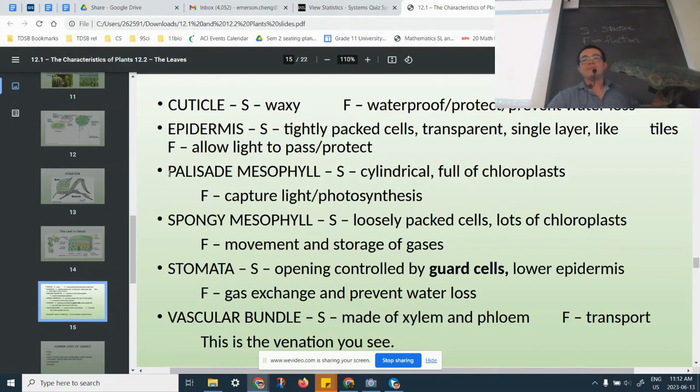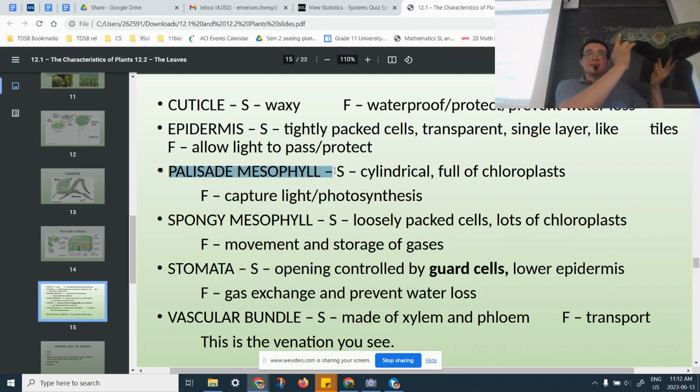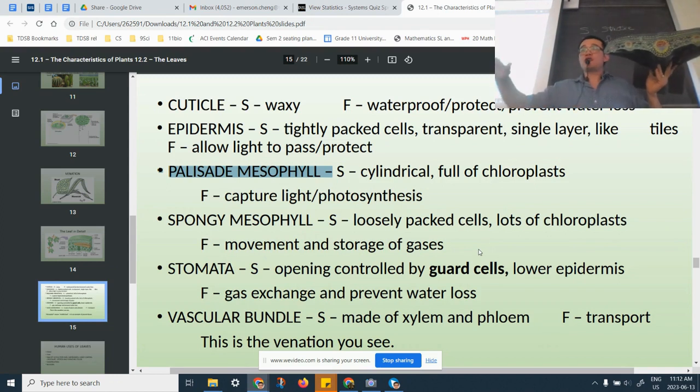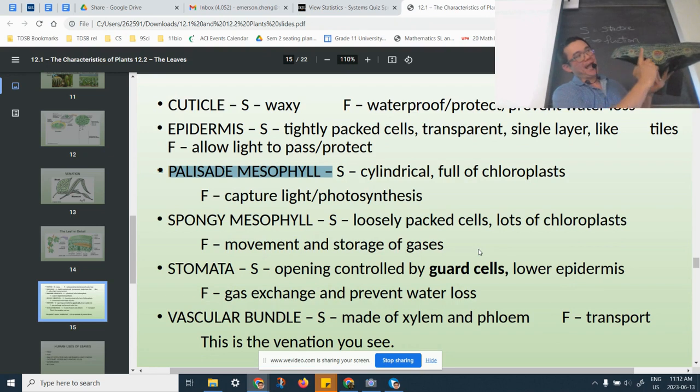Now, palisade mesophyll. Palisade mesophyll is basically the first row that's directly under the epidermis. It is tightly packed. Now, it has a lot of chlorophyll because at this point, we're pretty good in terms of preventing water loss. Now, we really want to do a lot of photosynthesis, right? So in this case, it's tightly packed across and it has lots of chlorophyll. That is to do the photosynthesis, to capture the light. Are we good so far?